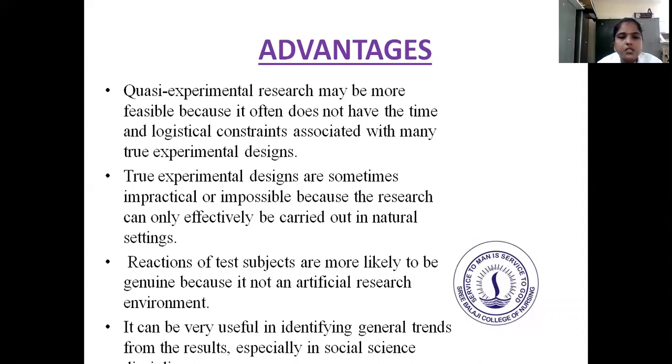True experimental designs are sometimes impractical or impossible because the research can only effectively be carried out in a natural setting. The reactions of subjects are more likely to be genuine because it is not an artificial research environment. It can be very useful in identifying general trends from the results, especially in social science.